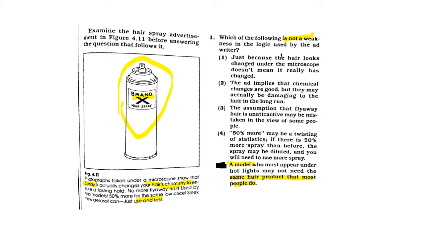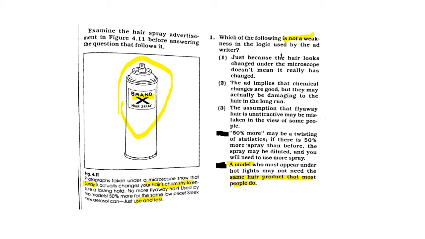Number 4, 50% more may be twisting of statistics. If there is 50% more spray than before, the spray might be diluted. That means mixed with more water. And so you need to use more of the spray because it's weaker. That's true. Just because something is 50% more doesn't mean it's the same as it was before. So that is also a weakness.